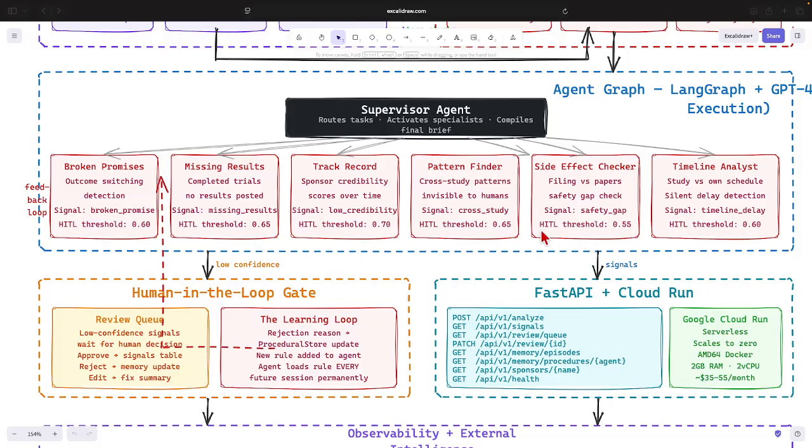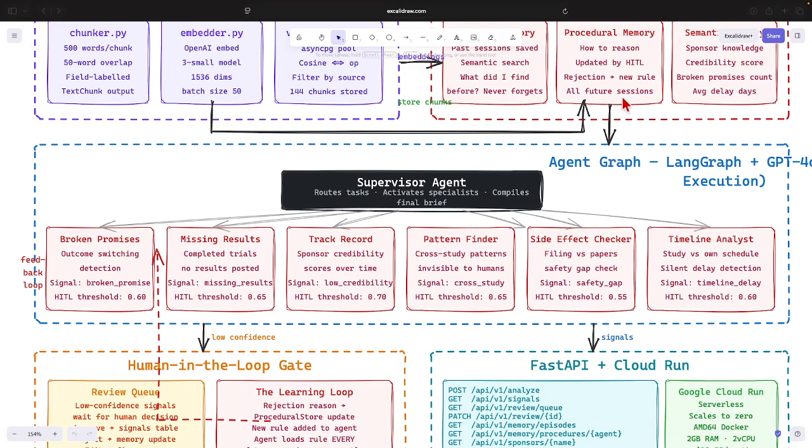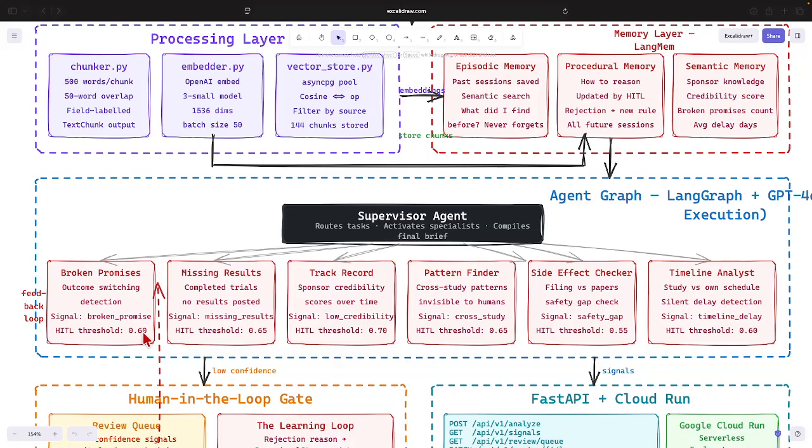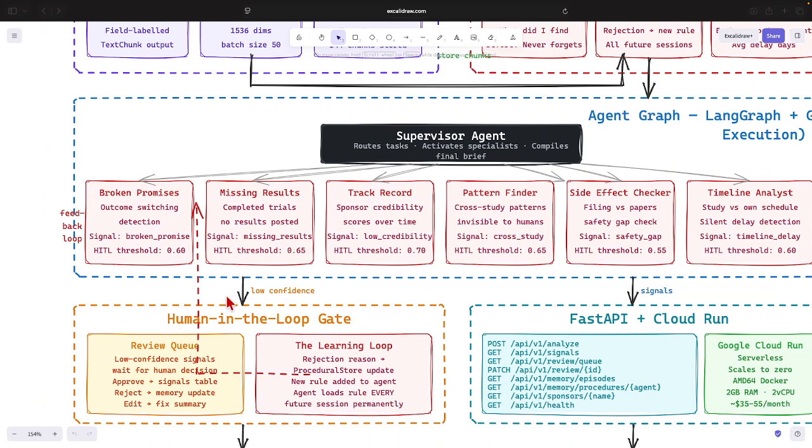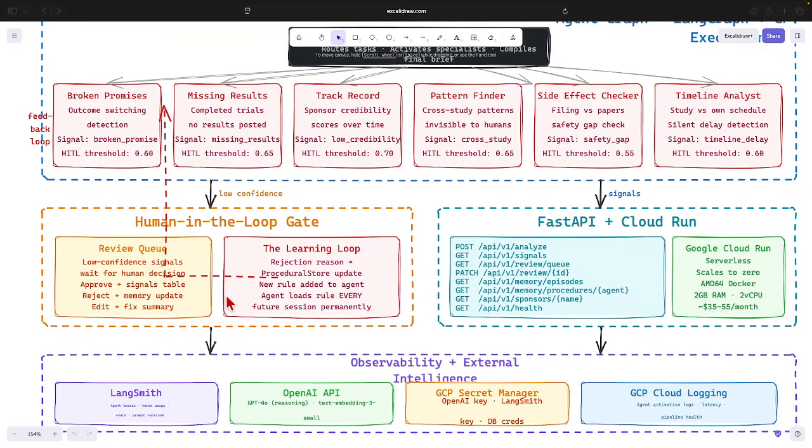And every agent checks the memory before it reasons. It uses GPT-4o to think, saves its findings back to the memory and returns a signal. Signal is nothing but output. Whenever I say signal, it means output.